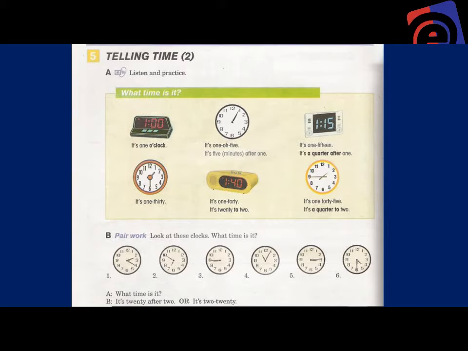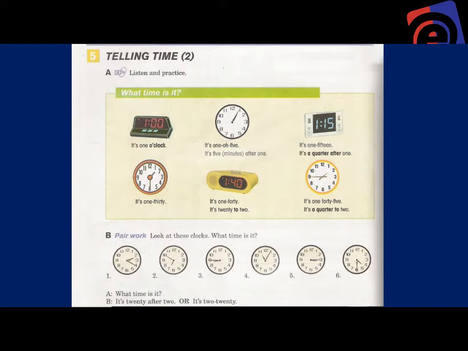It's 1:30. In British English, they say half one. In American English, we do not say half one. We say 1:30. It's 1:40. It means 40 minutes after 1 o'clock. But usually we say it's 20 to 2. See that on your chart? It's 20 to 2. It's 20 minutes before 2 o'clock. But the way we say it, it's 20 to 2.